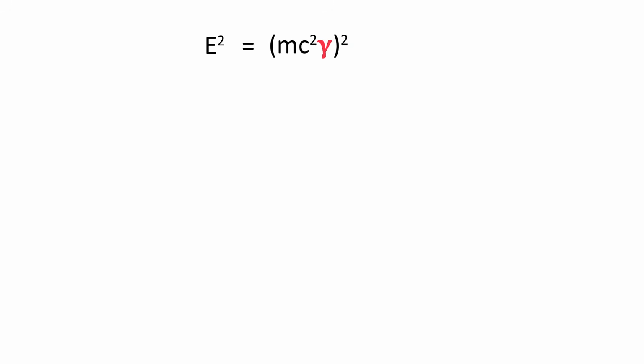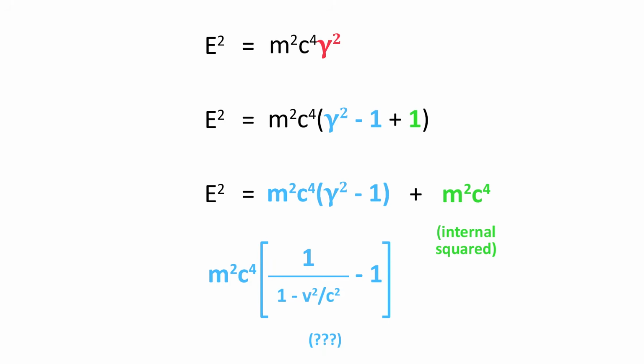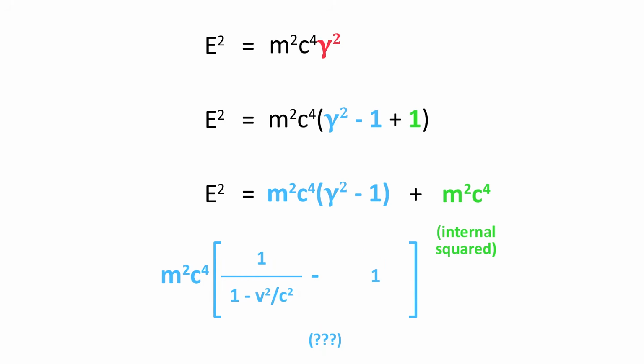Squaring both sides gives E squared equals m squared c to the fourth times gamma squared. If we now try the technique of subtracting and adding 1, gamma squared actually responds much more effectively to getting 1 subtracted from it. Giving them a common denominator, the 1's cancel, and we get v squared over c squared divided by 1 minus v squared over c squared, which is actually just v squared over c squared times gamma squared. Why is this useful?